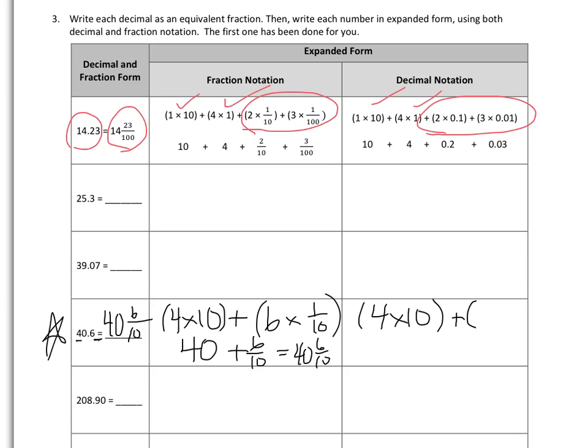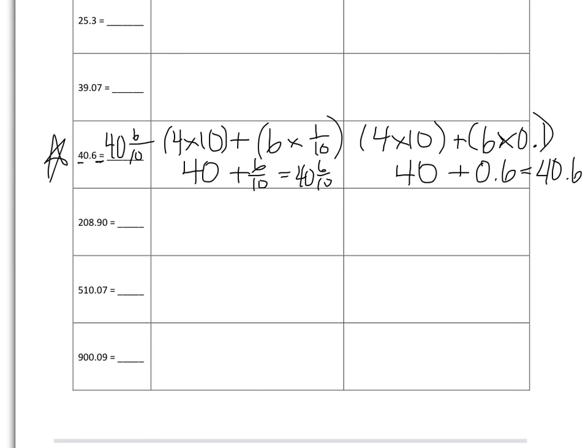The change would be in the tenths place, where they're going to do 6 times 0.01. Oops, that's hundredths, excuse me. They're going to do times 0.1. And the solution is the same value with 2 different notations. So this is 40 plus 6 tenths, which looks like this in decimal form. So students can use those two examples to solve this page.